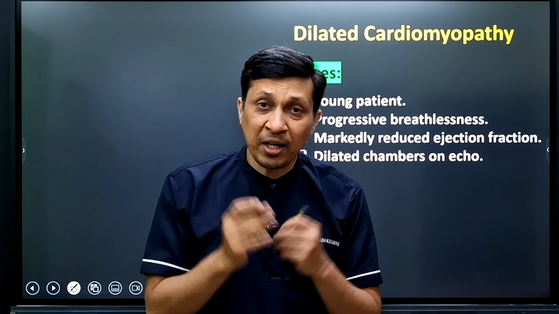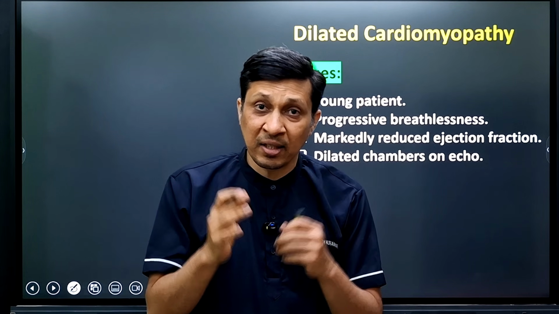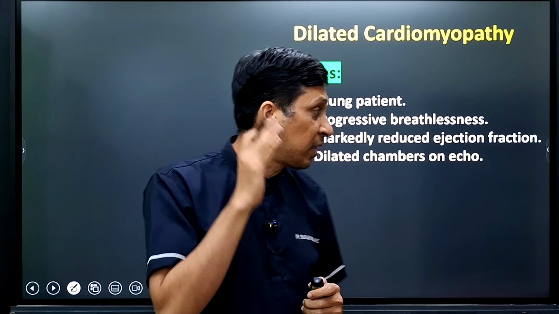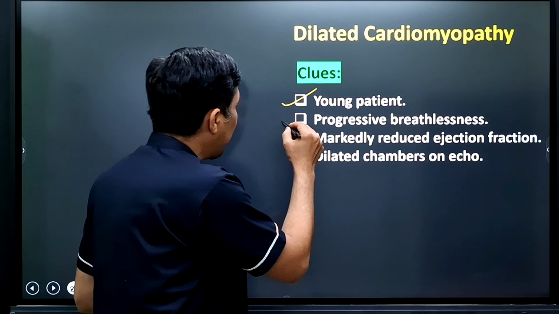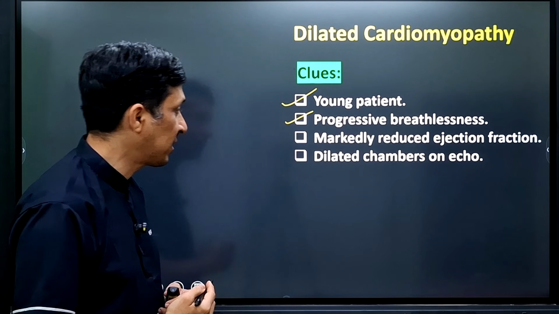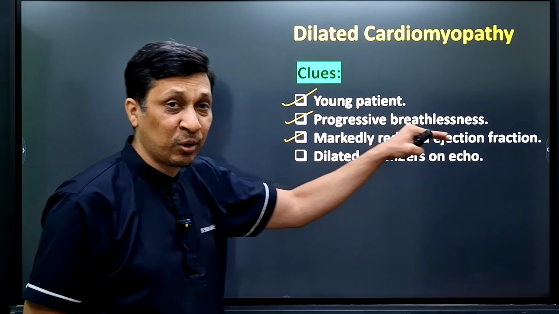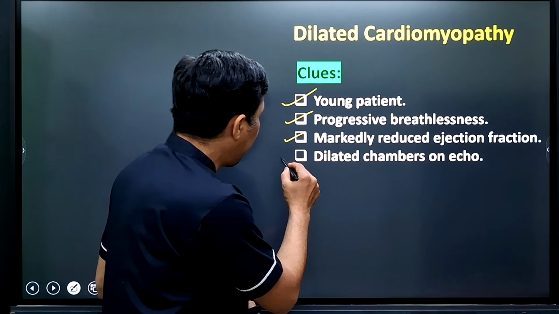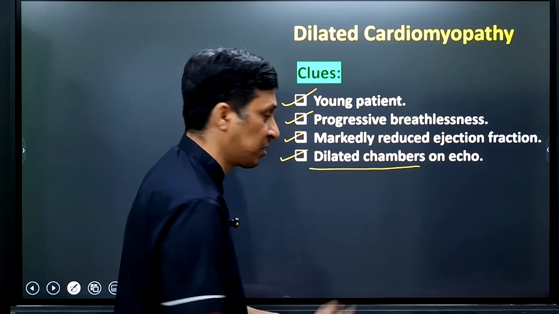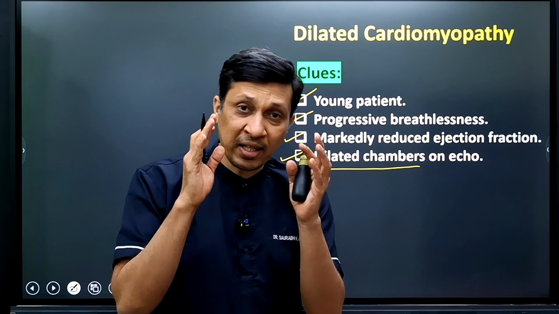So, if you get heart failure and the patient is young, then you will first think of cardiomyopathy. Here you will have a history of progressive breathlessness. In 2D echo, you will have a markedly reduced ejection fraction and there will also be dilated chambers. So, this is the dilated cardiomyopathy.